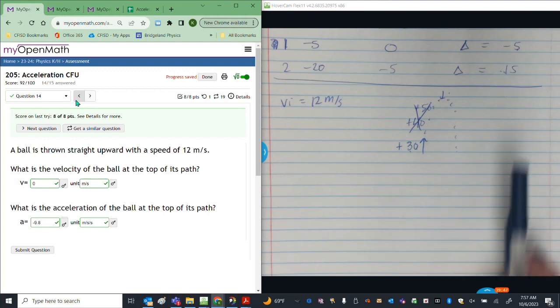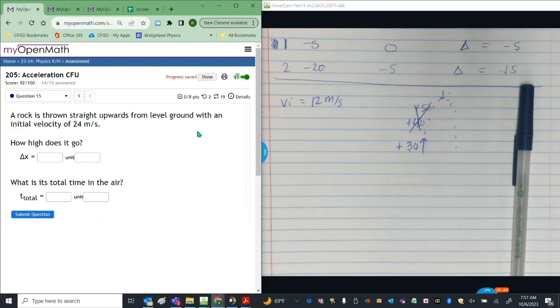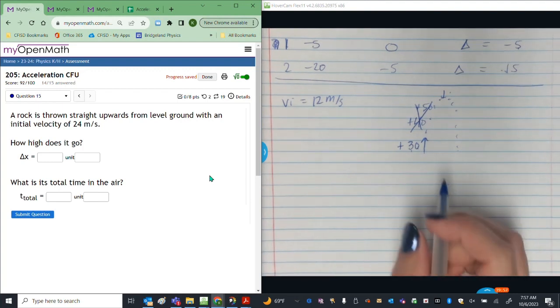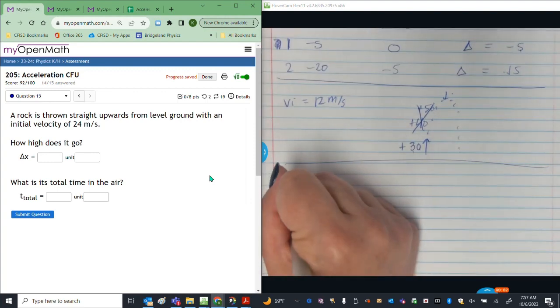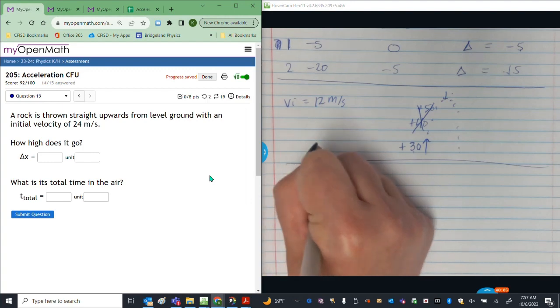All right, last one in the quiz says, a rock is thrown straight upwards from level ground with an initial velocity of 24 meters per second. How high does it go? Same idea as this picture. I'm going to redraw one. Okay, 24. So it's going to go up. It's going to come back down.